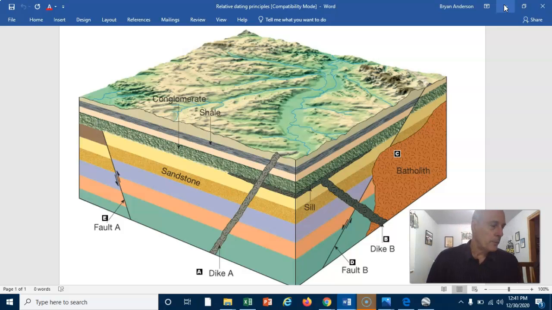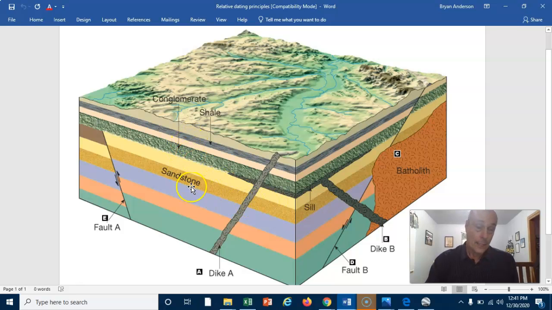Number two, principle of superposition. If you look here, this sandstone was laid down first, and then this layer on top, and then this conglomerate, and then another layer, and then a shale. And so the assumption would be that this sandstone must be older than this conglomerate, which is on top of it, or the shale, which is on top of it.